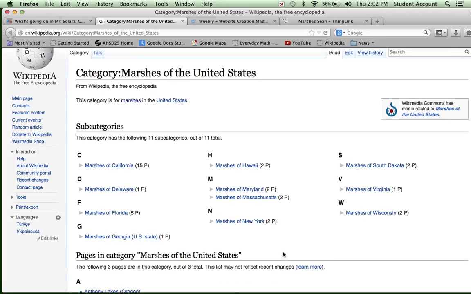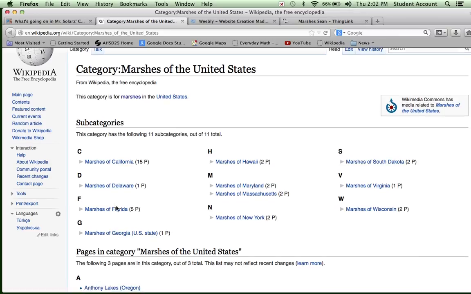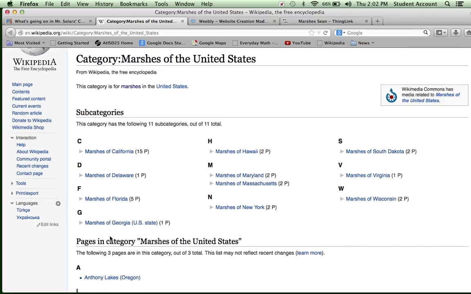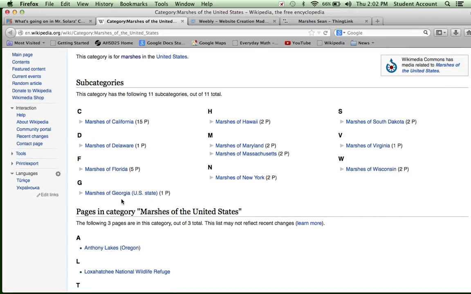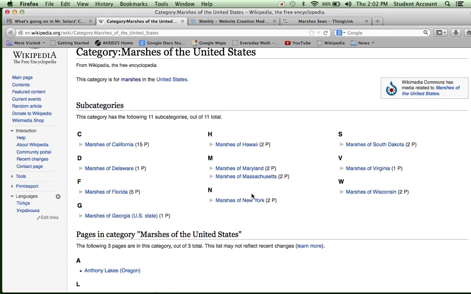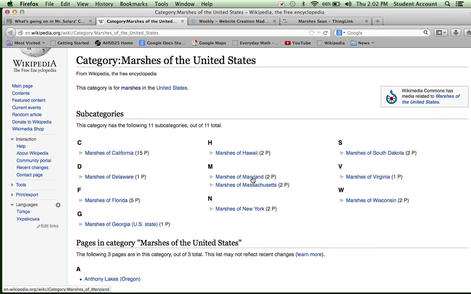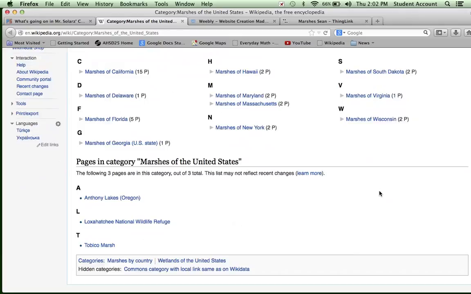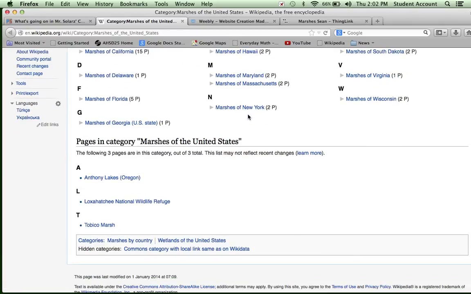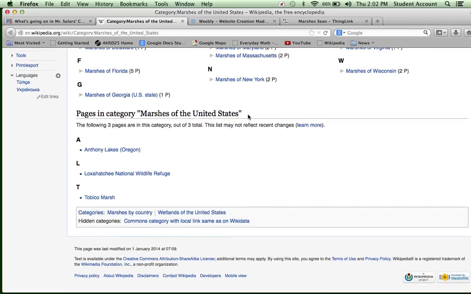Where marshes are in the United States. Marshes can be found in California, Delaware, Florida. Florida is an especially wet state, known for wetlands and marshes. Georgia, Massachusetts, Maryland, Hawaii, Wisconsin, definitely, Virginia, South Dakota, New York. Believe it or not, not very many in New York, but there are some in New York.